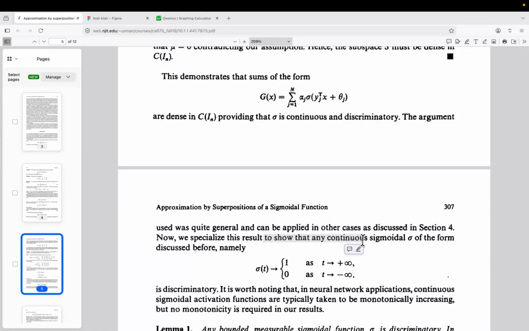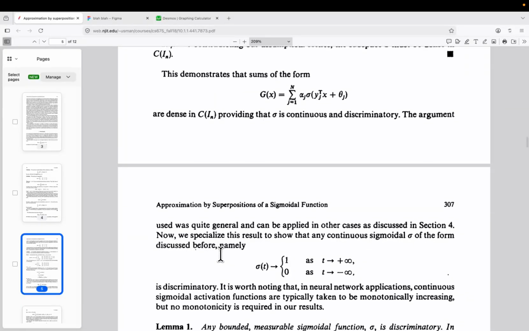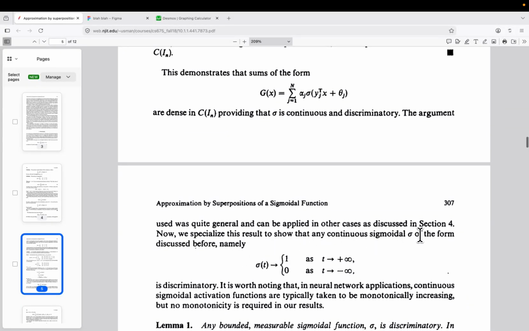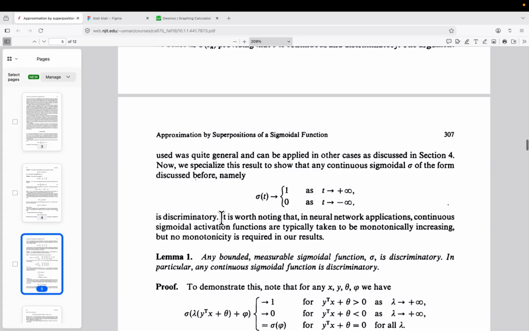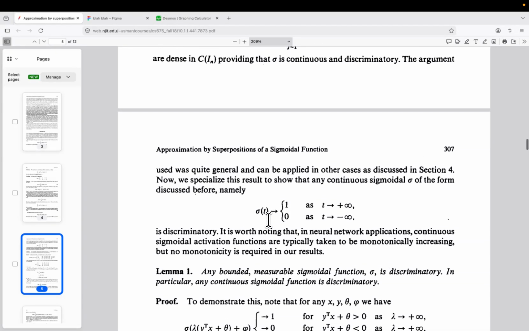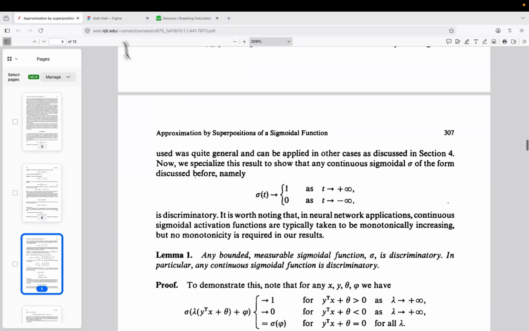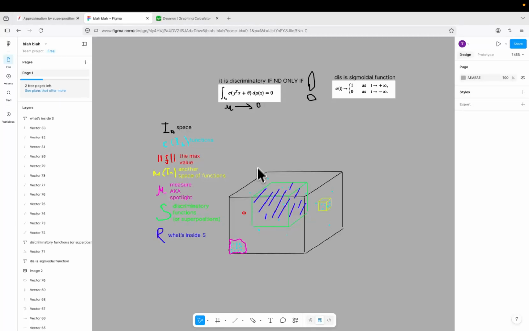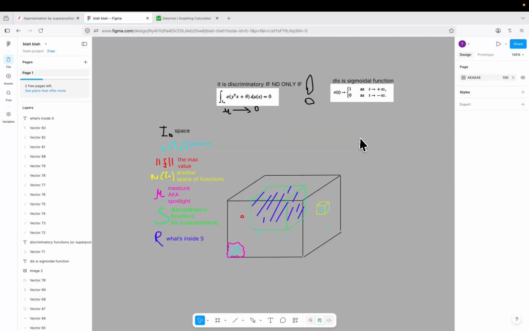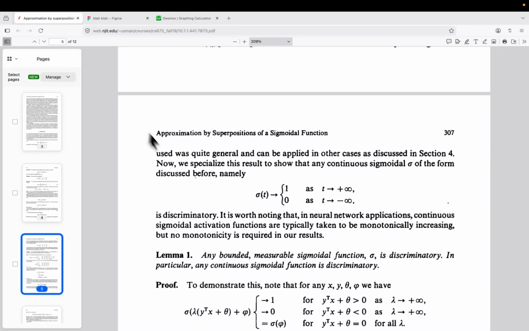Now we specialize this result to show that any continuous sigmoidal of the form discussed before is discriminatory. It's worth noting that in neural network applications, continuous sigmoidal activation functions are typically taken to be monotonically increasing, but no monotonicity is required for our work. Alright, we've just proven that, but you probably see how abstract and artificial our theorem is. We say that it's discriminatory, but we didn't actually prove that it's in reality discriminatory, so we're going to do that.